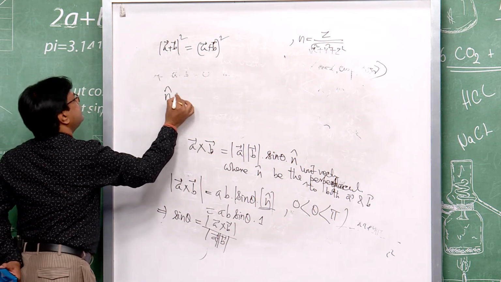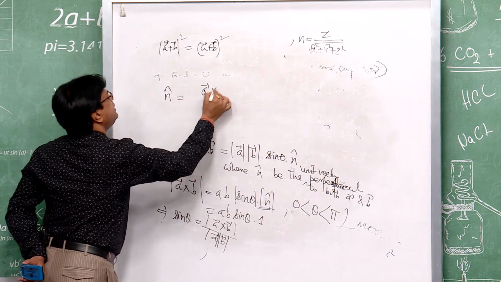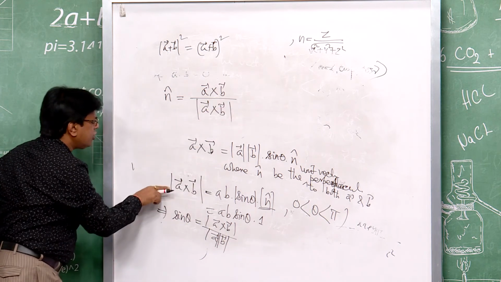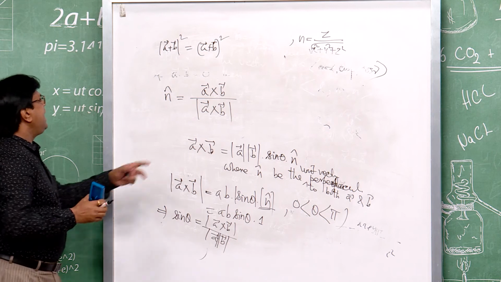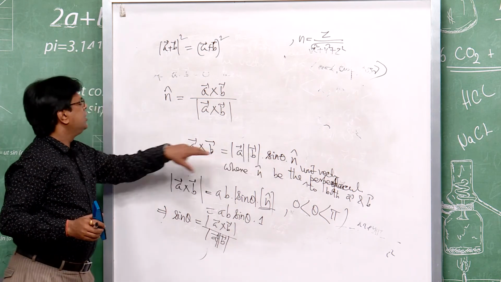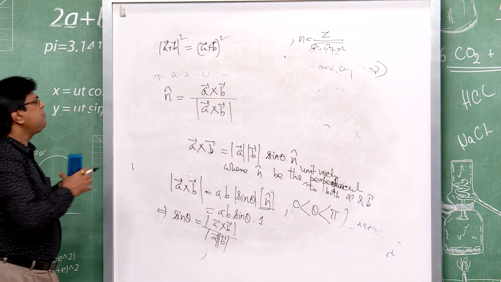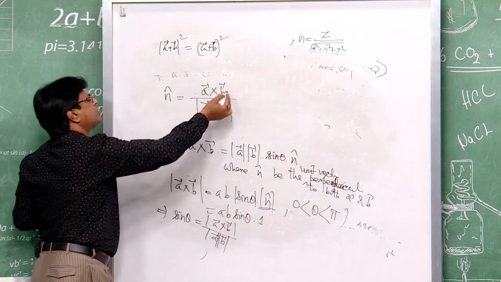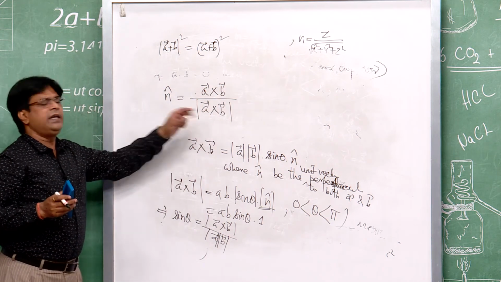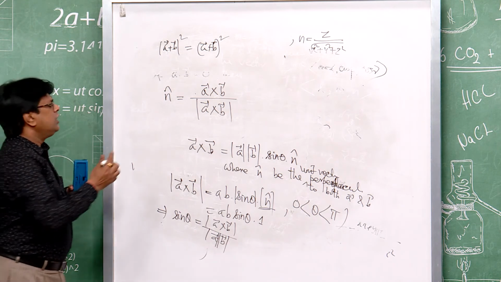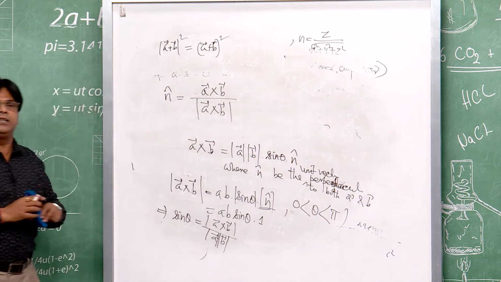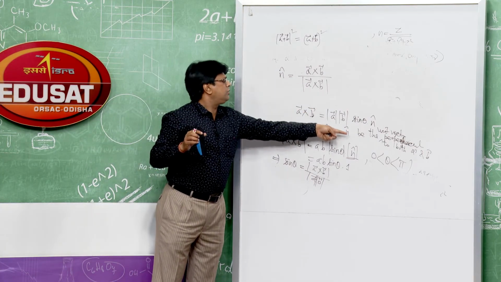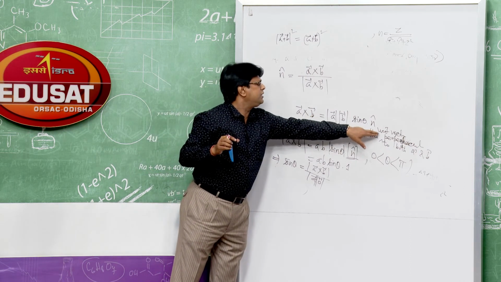Similarly, suppose we have two vectors and want to find the unit vector. The unit vector is A cross B by the magnitude of A cross B, because the magnitude of A cross B equals A B sin theta, but A cross B is A B sin theta n cap. So, A B sin theta cancels, and n cap becomes A cross B by the magnitude of A cross B. So, if two vectors A and B are given, you can easily find the unit vector perpendicular to both A and B, because n cap is the unit vector perpendicular to A and B.